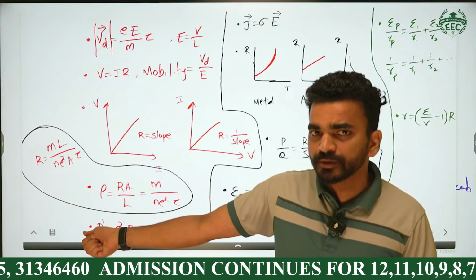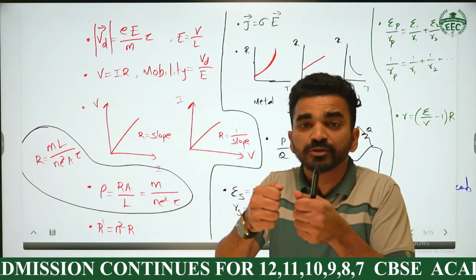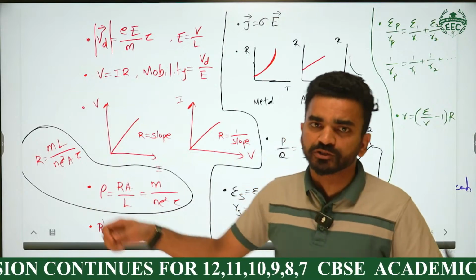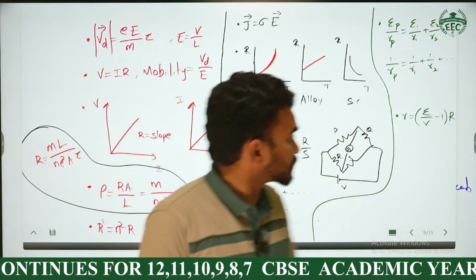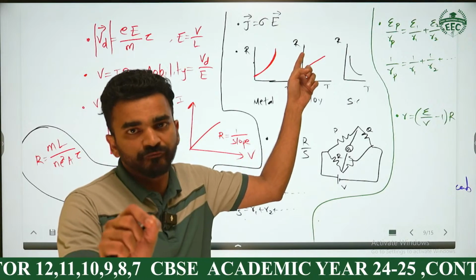We did one question based on this in the last class. n square, n means what? How many times you are stretching that. If you are stretching to 3 times, then 3 square R. 4 times, 4 square R. Like that, an MCQ you can expect. Look at this then. J is equal to sigma E. Very very important derivation. Microscopic form of Ohm's law.